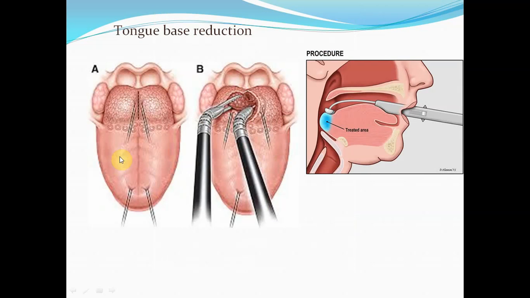And the tongue base reduction, a bulky tongue which is reduced, a middle portion of the base of the tongue is reduced by coblator or radio frequency cautery, and by reducing this you are improving the airway in the oropharynx. These patients may require temporary tracheostomy, because there will be chance of edema in the postoperative period and patient may collapse. So that is why a temporary tracheostomy is performed always when you perform a tongue-based surgery.